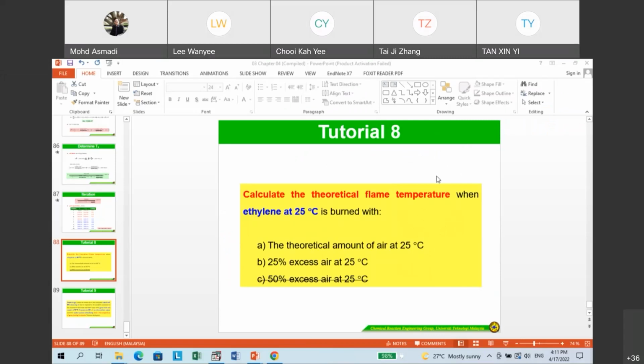Doctor, I might ask a question about the tutorial. I did tutorial 8, but I think I did it wrong because the value is too small. Okay, so I'll just explain the step. Thank you, Doctor. What is the value you get?